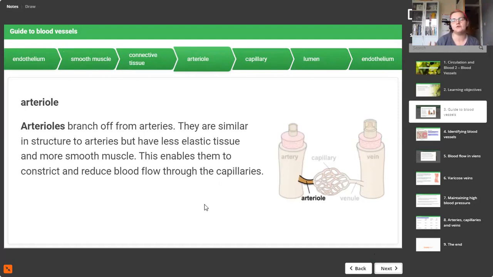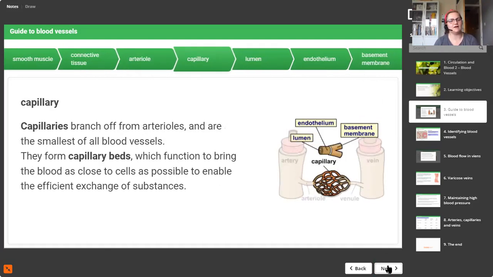because we don't want the blood flowing through the capillaries at the same pressure as it's flowing through arteries, otherwise our capillaries would end up being damaged. So arterioles take the blood from the arteries to the capillaries. So then we have capillaries.